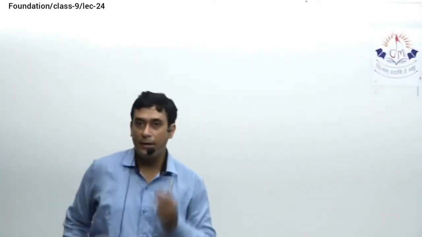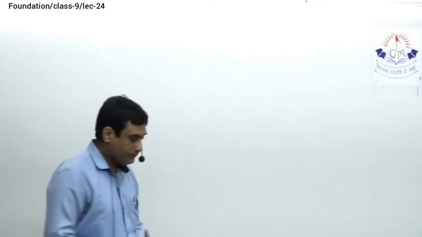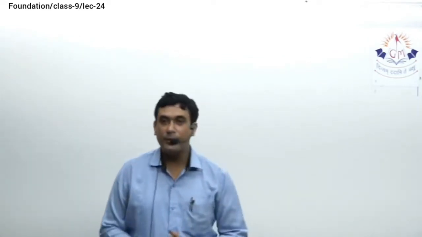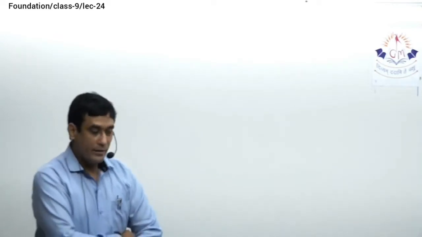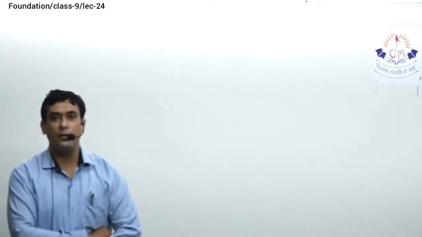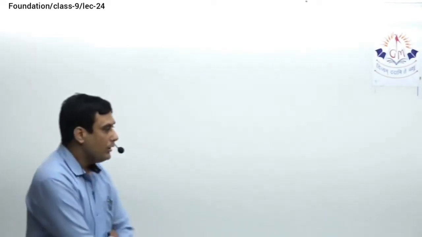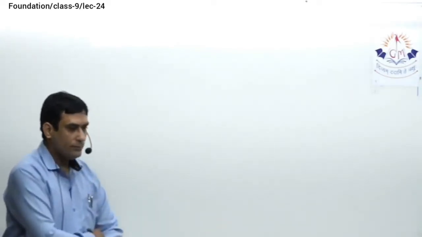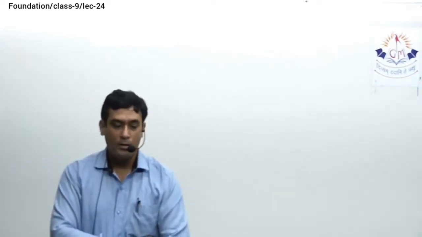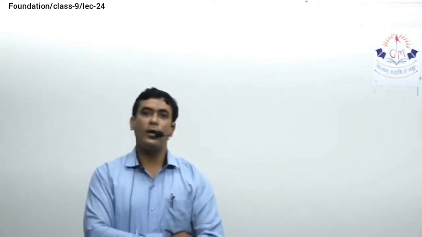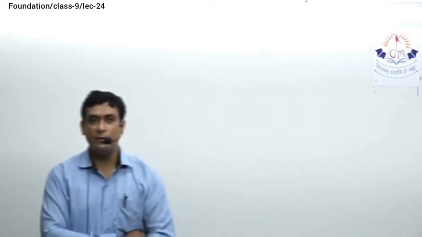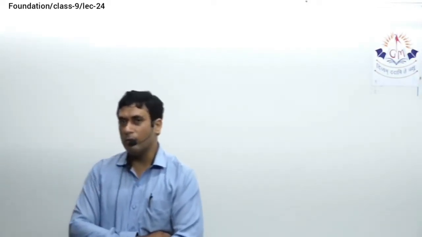Hello friends, in the last lecture we started the new chapter, that is arithmetic progression. In that we saw the definition of arithmetic progression, then we saw some terminology, that is first term, common difference. We also saw some questions on how to obtain the first 3 or 4 terms of an AP, or how to determine whether the given sequence is an AP or not.